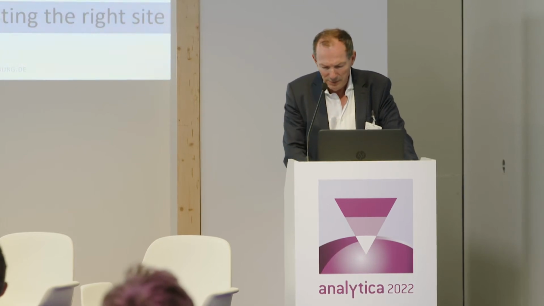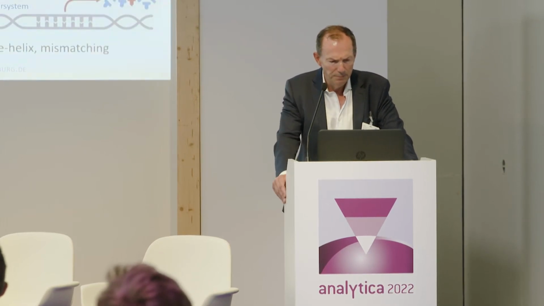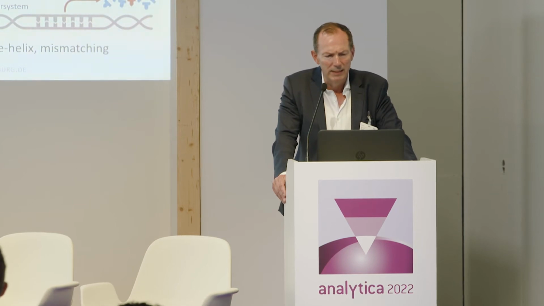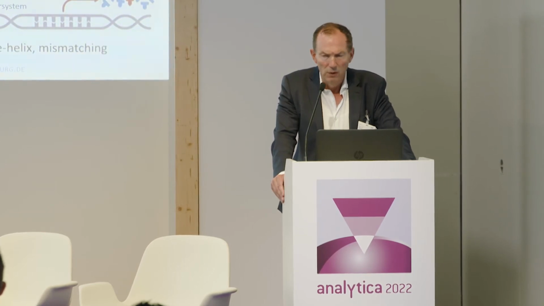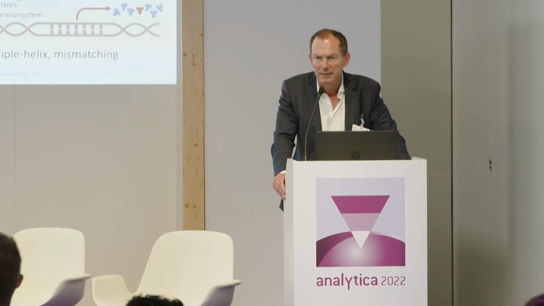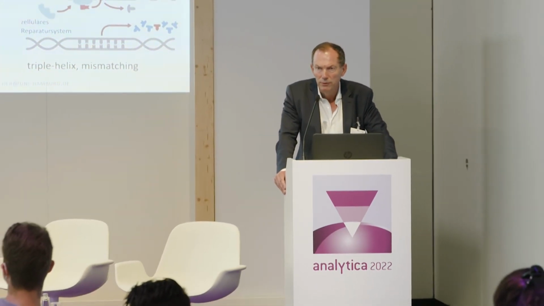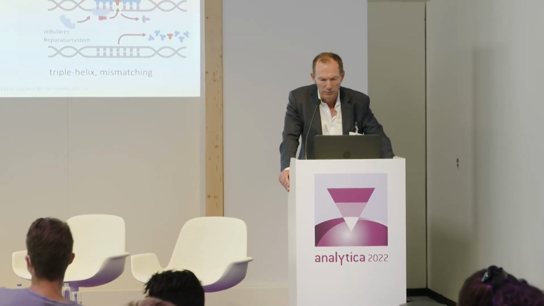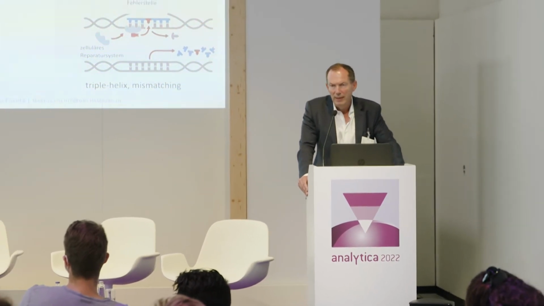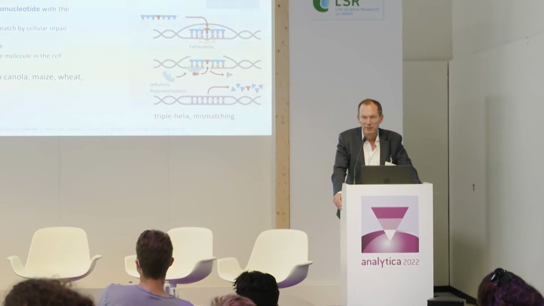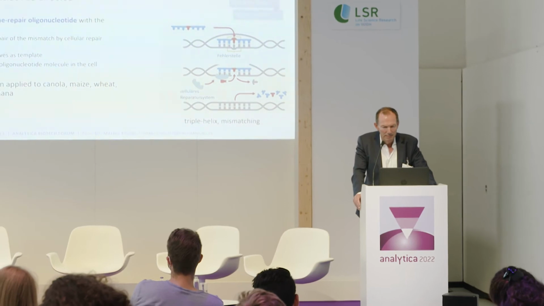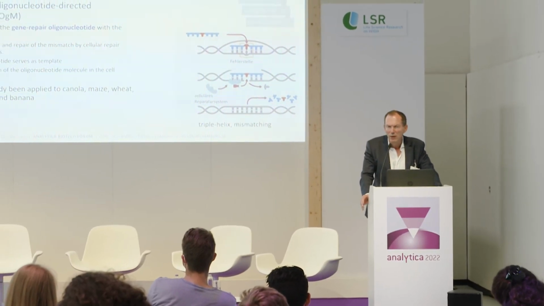Let's start with the DNA-DNA interaction. This technique is called oligonucleotide-directed mutagenesis. You need an oligonucleotide with a length of around 50 to 200 bases. It's a single-chain oligonucleotide. And then, as I said before, you have to bring this information into the cell. And then this is not known very well.